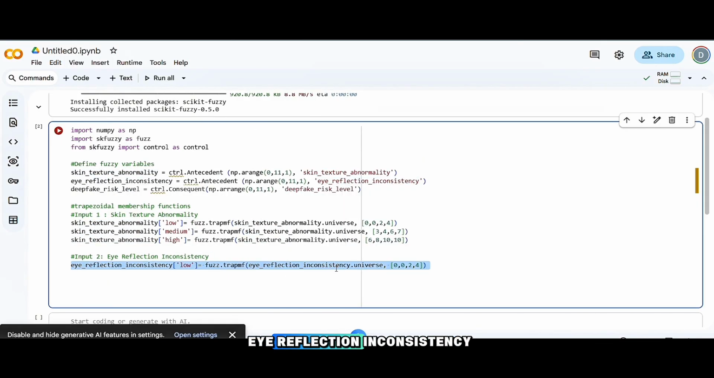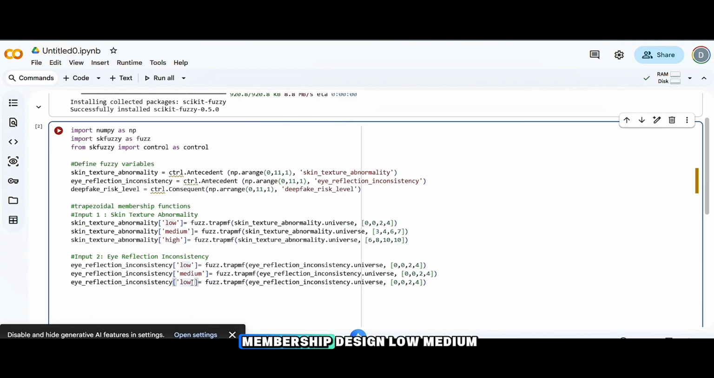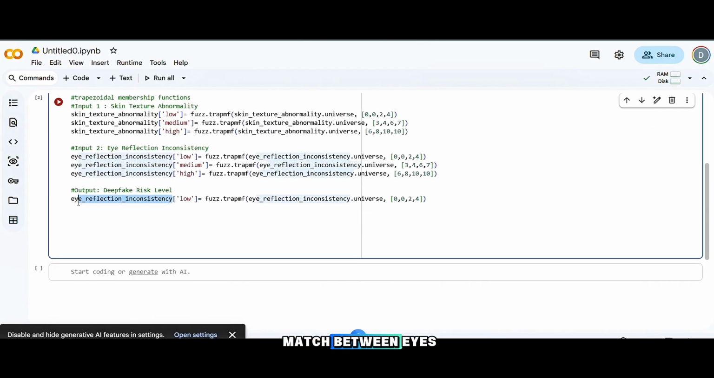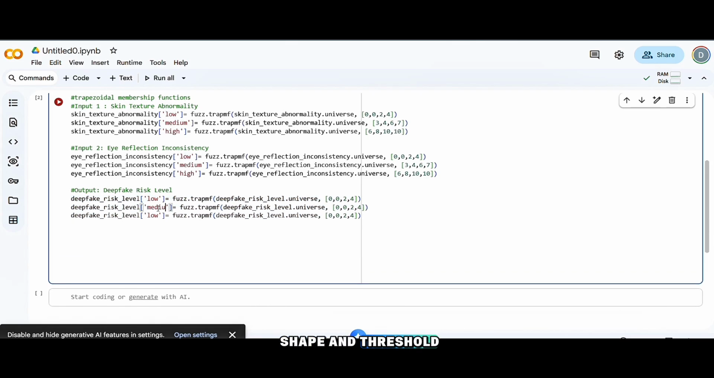The second input is eye reflection inconsistency. We use the same membership design, low, medium, and high, with the same trapezoid points. Low means the reflection looks consistent and natural. High means the reflection looks suspicious, like the lighting doesn't match between eyes or the reflection looks artificial. We keep the same shape and thresholds because both inputs share the same scoring scale from 0 to 10, so the fuzzy interpretation stays consistent across the features.